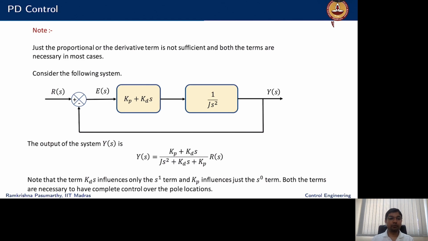Okay, so it's interesting to note that just the proportional or derivative control is not sufficient in some cases, and both terms are necessary. We had seen how I started off with a plant of the form s squared minus b, adding a proportional controller. It only made it marginally stable. I go on to add a derivative component to make it asymptotically stable.